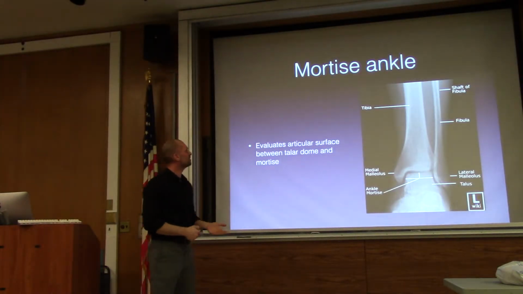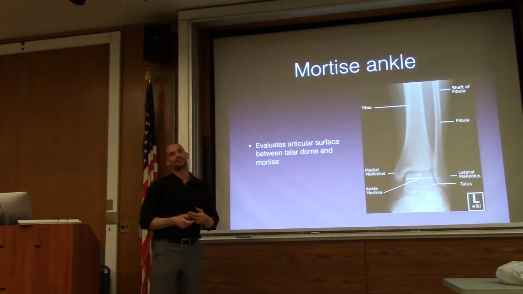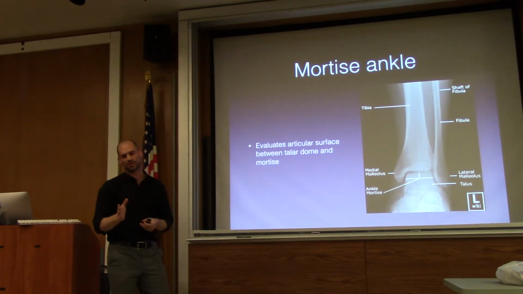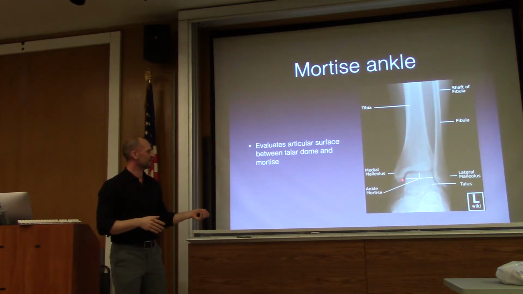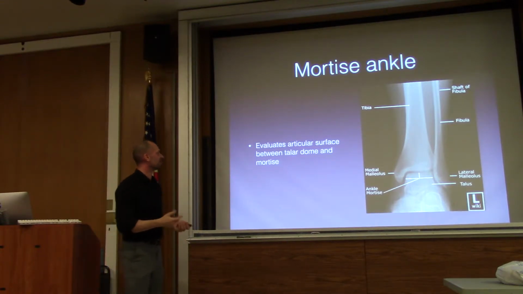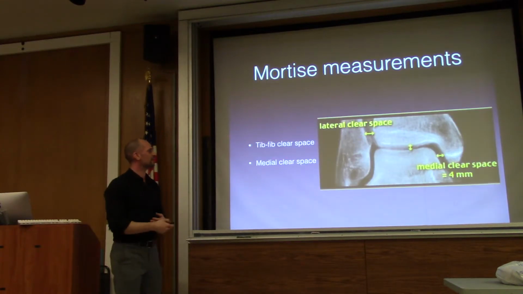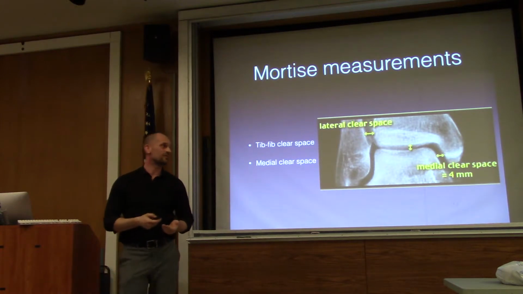Okay, the mortise you guys know, right? That's something that you're always going to be looking at. Essentially you're going to have the ankle rotated at 15 degrees so you can get this view. Again, you're trying to look for an equidistance between the talus and the tibial bone. The big number that everybody has learned about and heard about before is the medial clear space. It should be equal to or less than 4 millimeters.